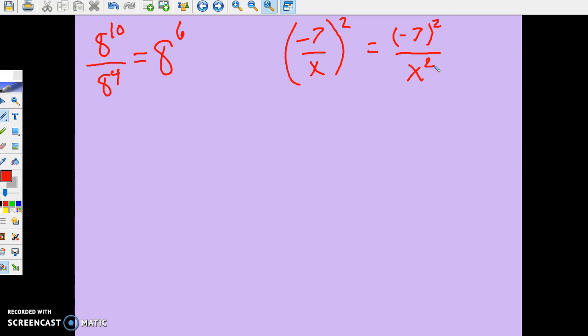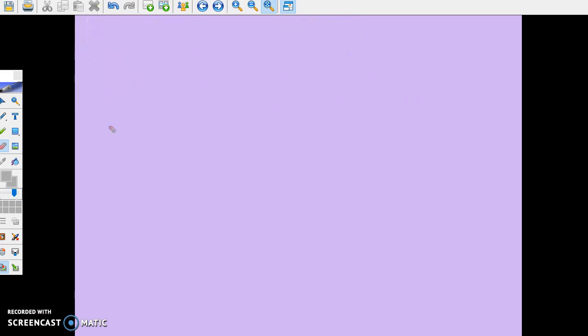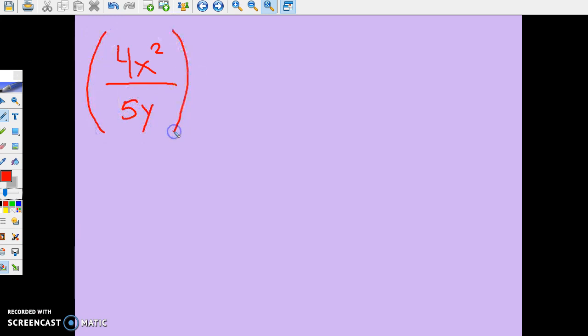Now, what happens when I have several steps that are combined? Well, if I have several steps that are combined, let me show you a couple of what those would look like. Erase what we have here. All right, so what if we have 4x squared over the top of 5y, and all of this is in parentheses being raised to the 3rd power.